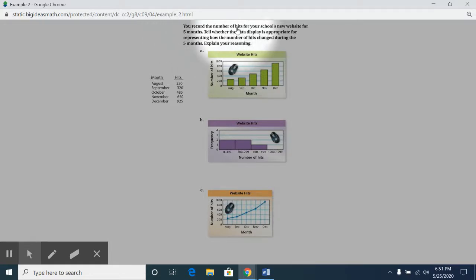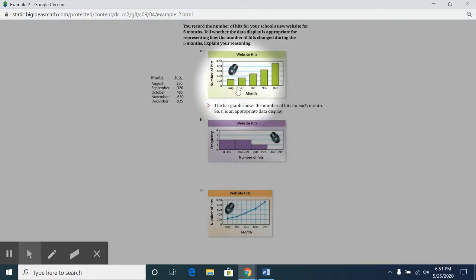It says you record the number of hits for your school's new website for 5 months. Over time, remember what I said, over time. Tell whether the data display is appropriate for representing how the number of hits changed during the 5 months. Explain. Here's the data. Now, does A work? Here's August, September, October, November. It's all split up into a bar graph, and here's the number of hits.